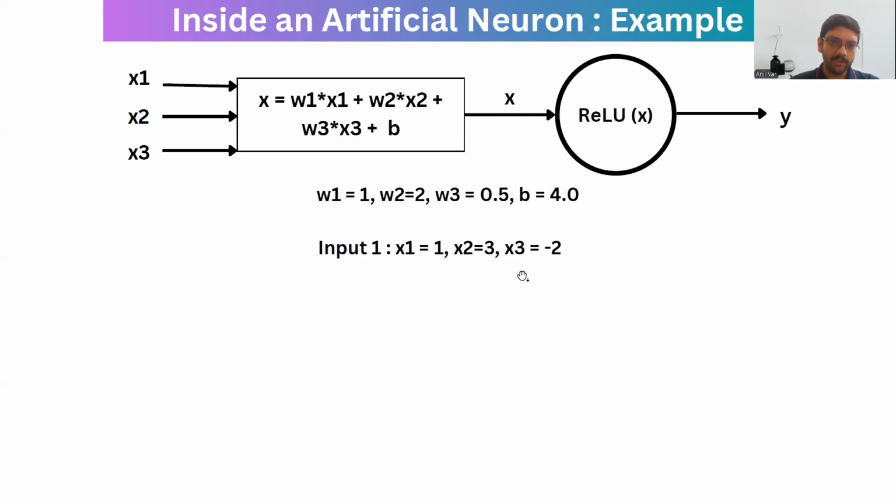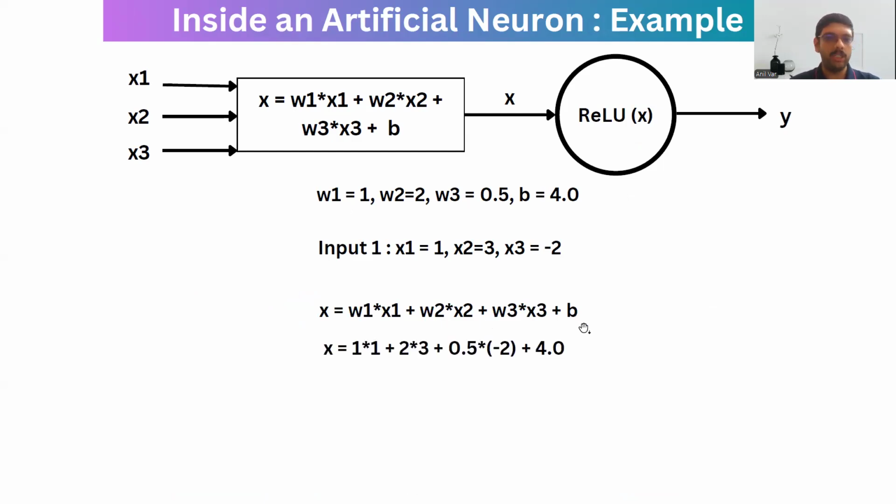So what happens? First, it goes into this first piece where it's aggregated. So X is W1 X1 plus W2 X2 plus W3 X3 plus B, which is 1 times 1 plus 2 times 3 plus -2 times 0.5 plus 4. You can do the basic maths. This is 1, 3 times 2 is 6, 0.5 times -2 is -1, plus 4, and you get 10. So this value is now 10.